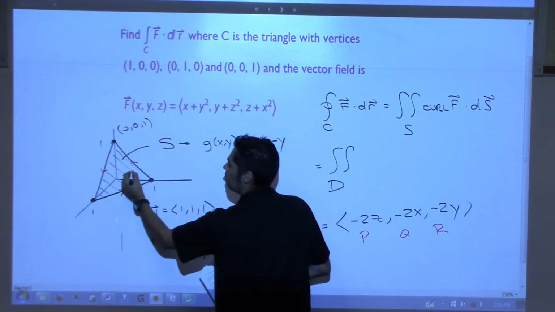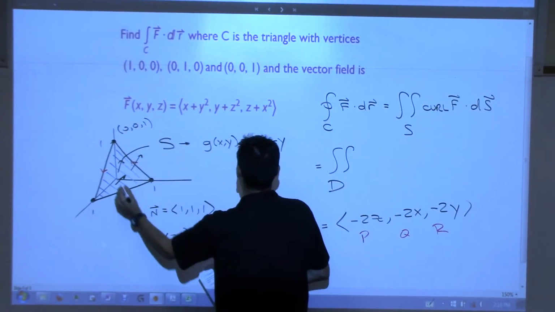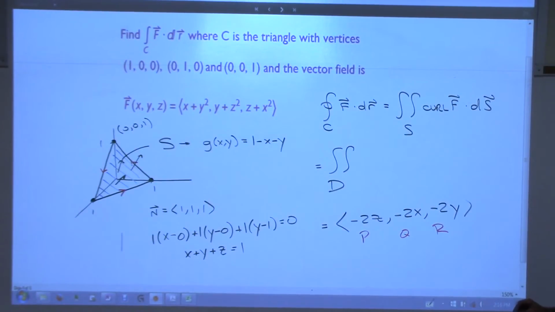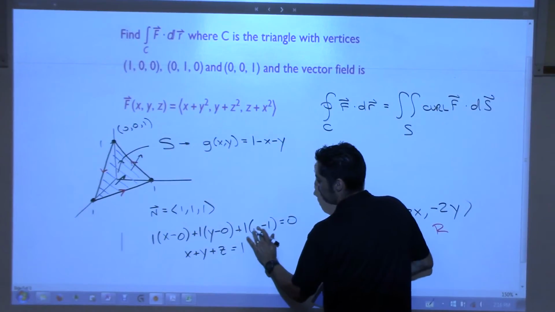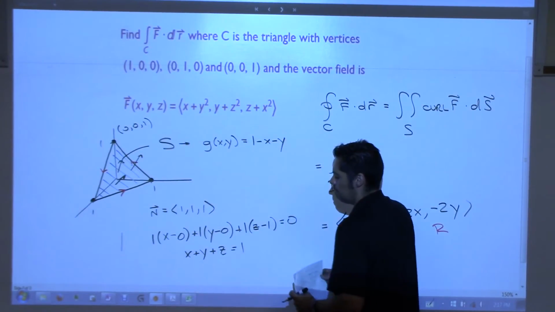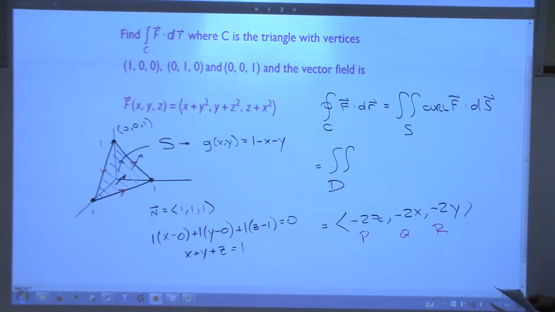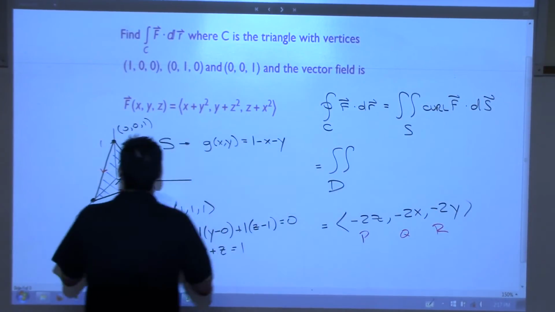Yes? Why is that a y? Where you dotted the normal in the quick equation? Oh, why is this z? Yeah, sorry, this should be z. Thank you. I did it right here, I just didn't do it right there. All right, so we good? Y'all okay with the normals being pointed upward?